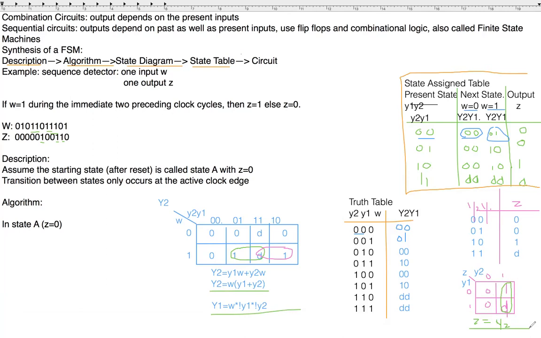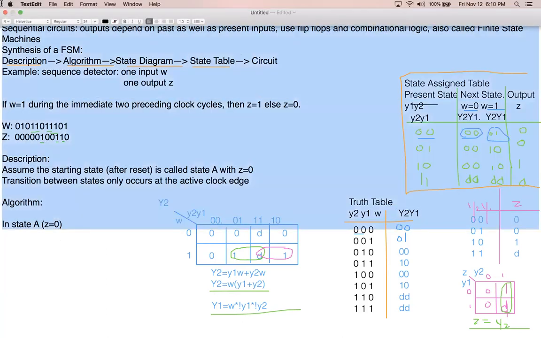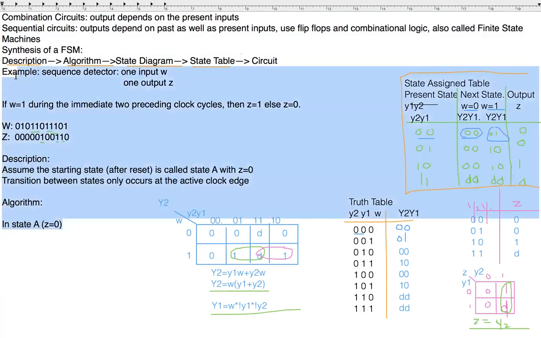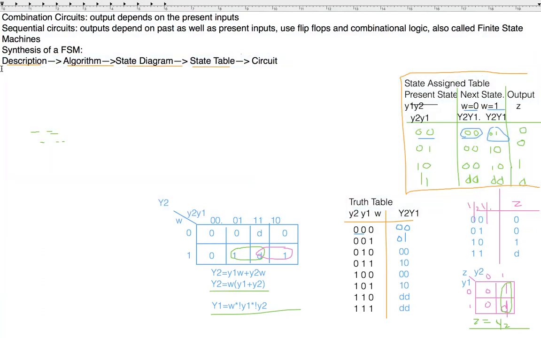So we got y1 in terms of y2, y1 and w. Got y2 in terms of y1, y2 and w. Got z in terms of y2, y1. Now that we got that, we can form our circuit. Let's draw out what our circuit is going to look like. So now I'm just going to clear this up here and take out this. Okay, circuit diagram.